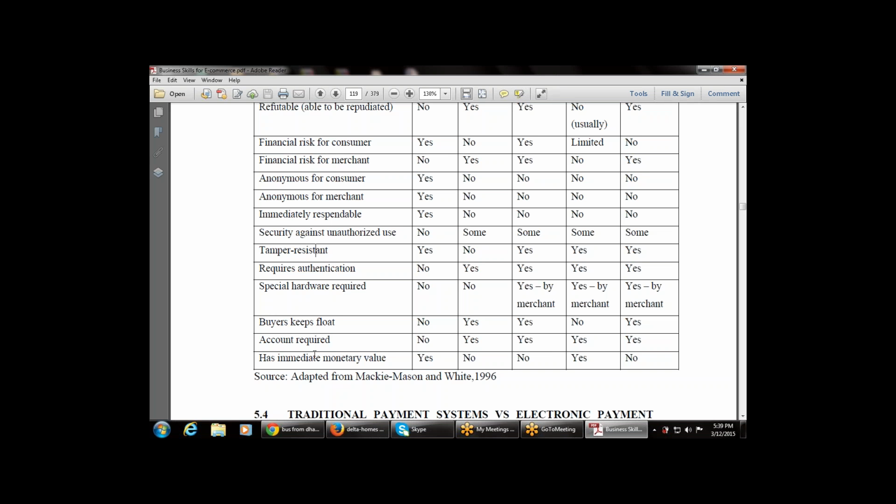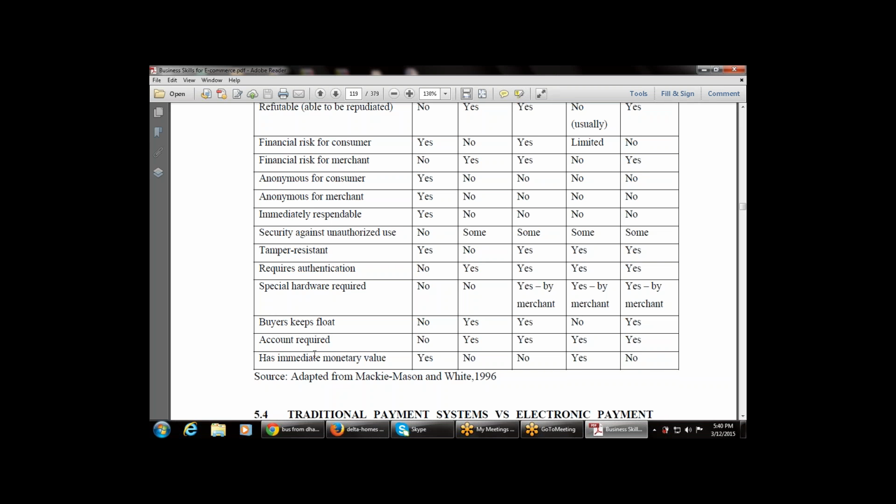One more dimension is available, that is, special hardware required. That is, what type of special hardware is required. Then for cash, no; check, no; and debit or credit card, yes, if the merchant says yes. Then hardware requirement is yes by merchant for a debit card. Then accumulating the balance is also available with the merchant, that is yes by merchant.